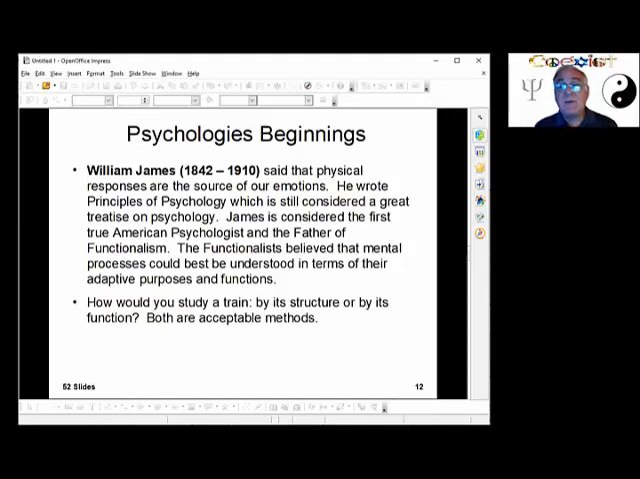This is the time frame when Darwin was really big, and adaptive means, why do we do the things we do? Because our ancestors did them and survived, and so that process has passed itself down to us. The function of what they did helped them to survive and helps us to survive.